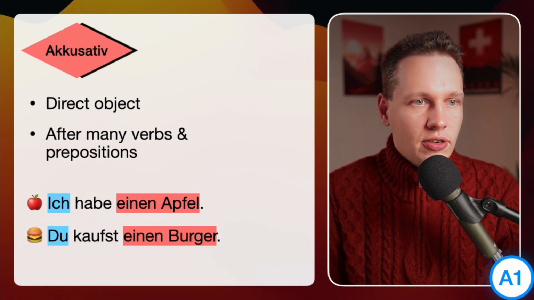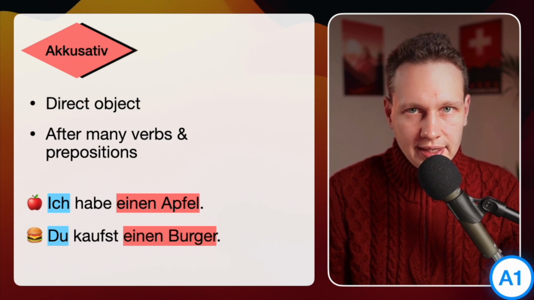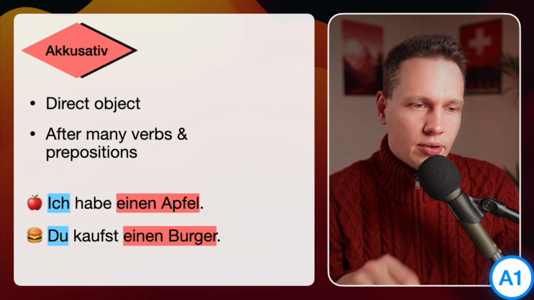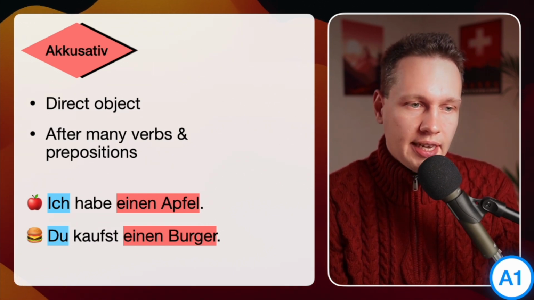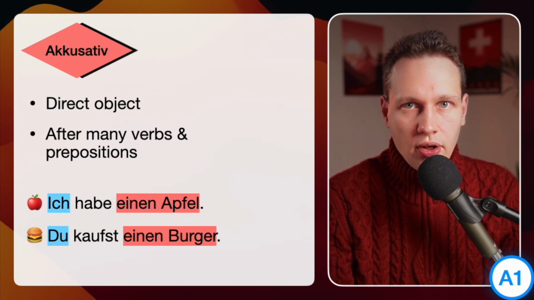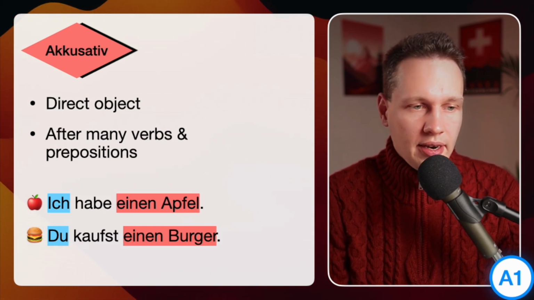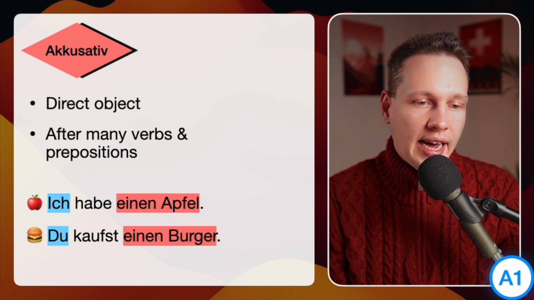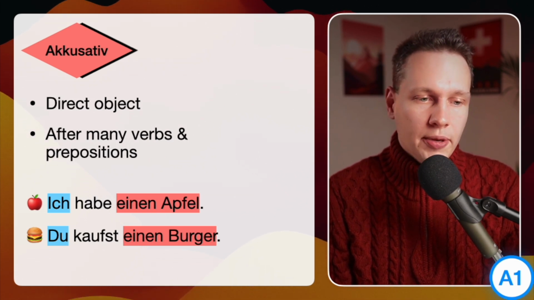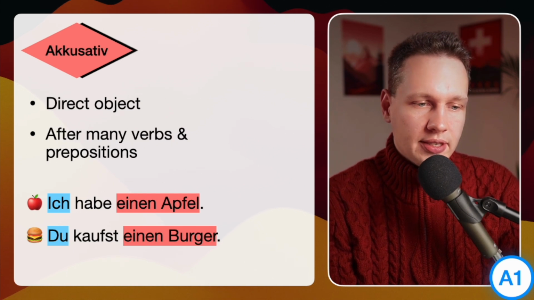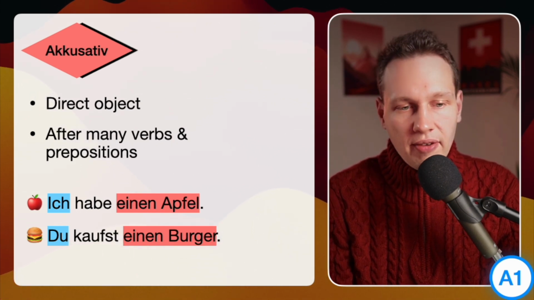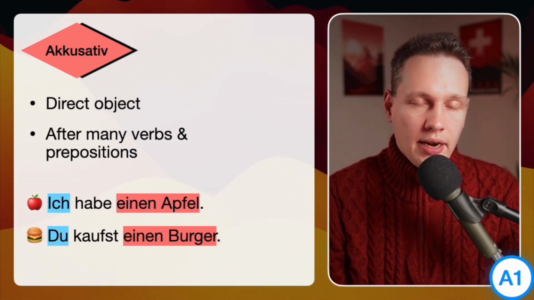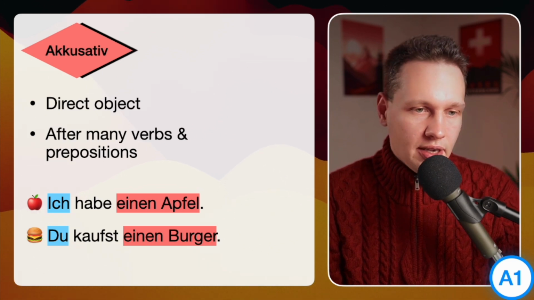All right, then let's look at the accusative. This is what is known as the direct object. And the way you know that you need to put an accusative is based on the verb in the sentence and sometimes also based on the preposition that comes in after the verb usually. And so here we have ich habe einen Apfel. I have an apple. That is to have, haben. This verb haben always requires an accusative. So you know that it's not ein Apfel, but it then becomes einen Apfel. And du kaufst einen Burger. You buy a burger. To buy is also a verb that requires an accusative.